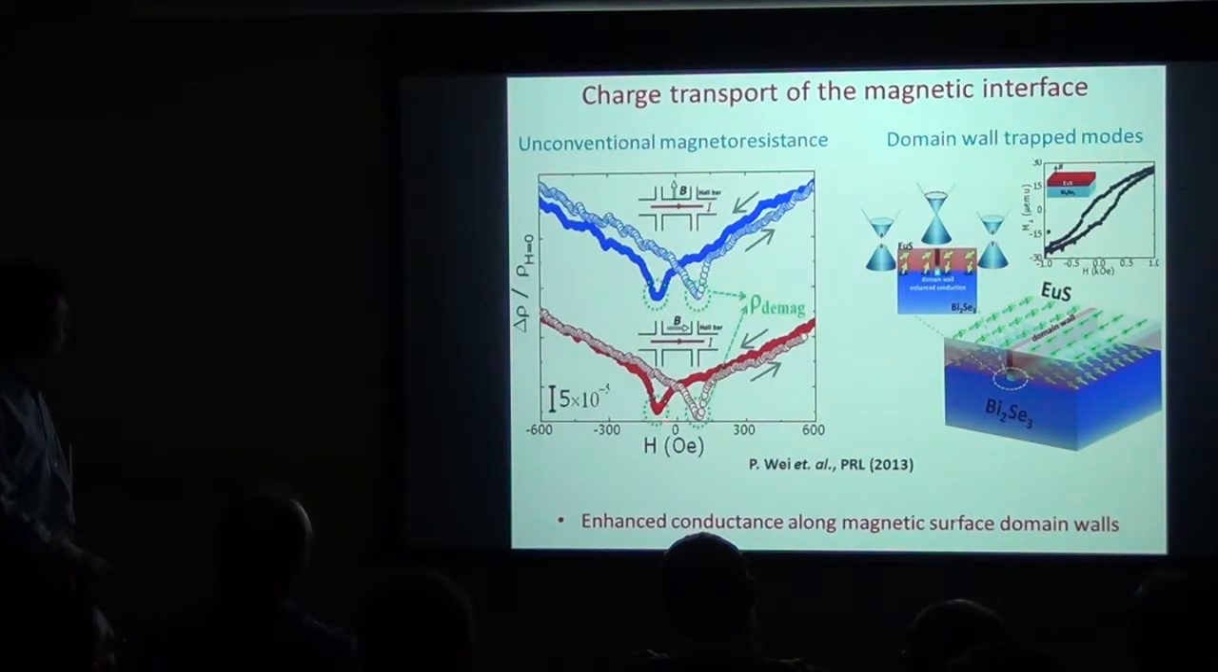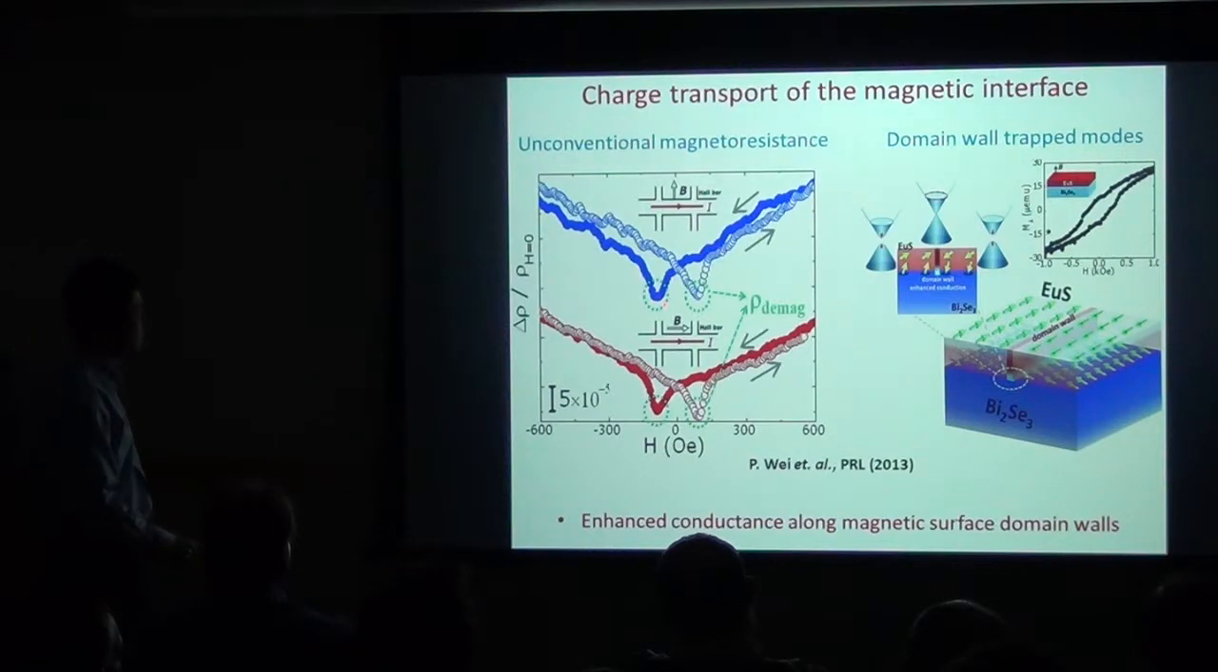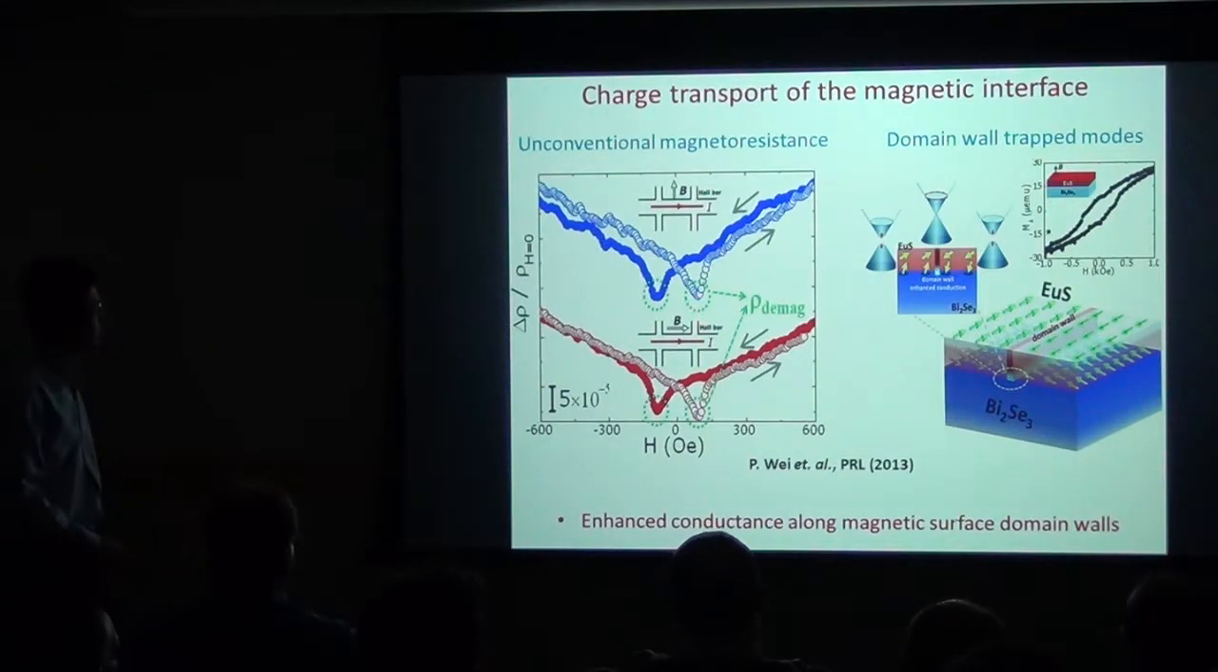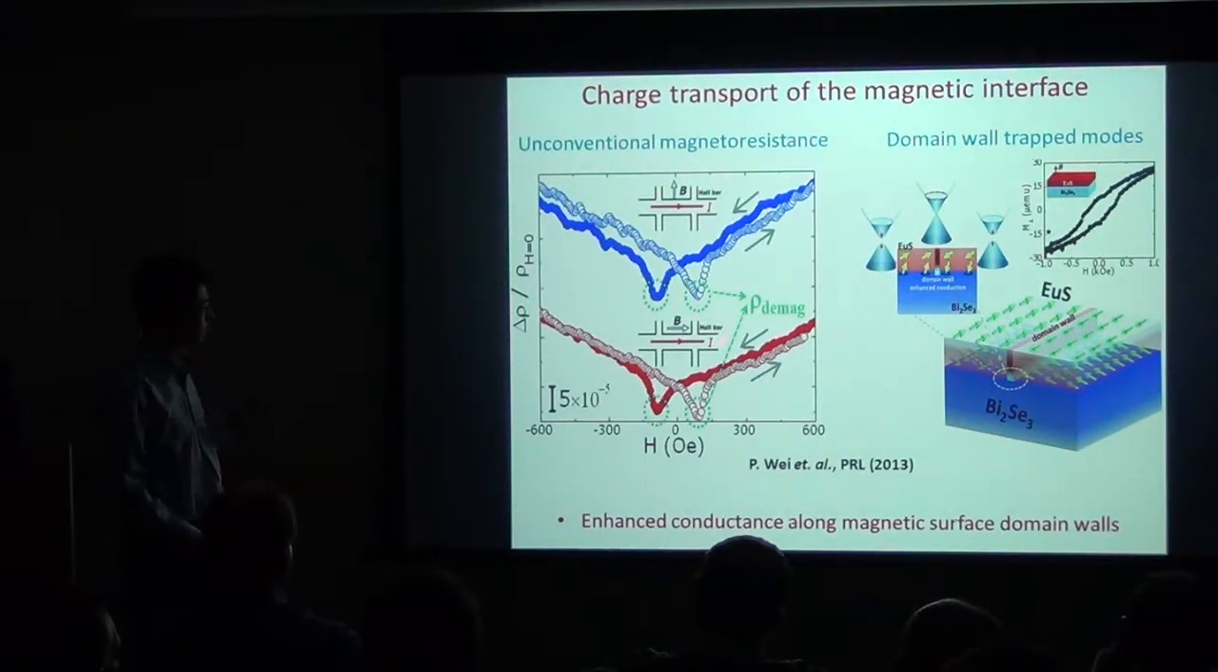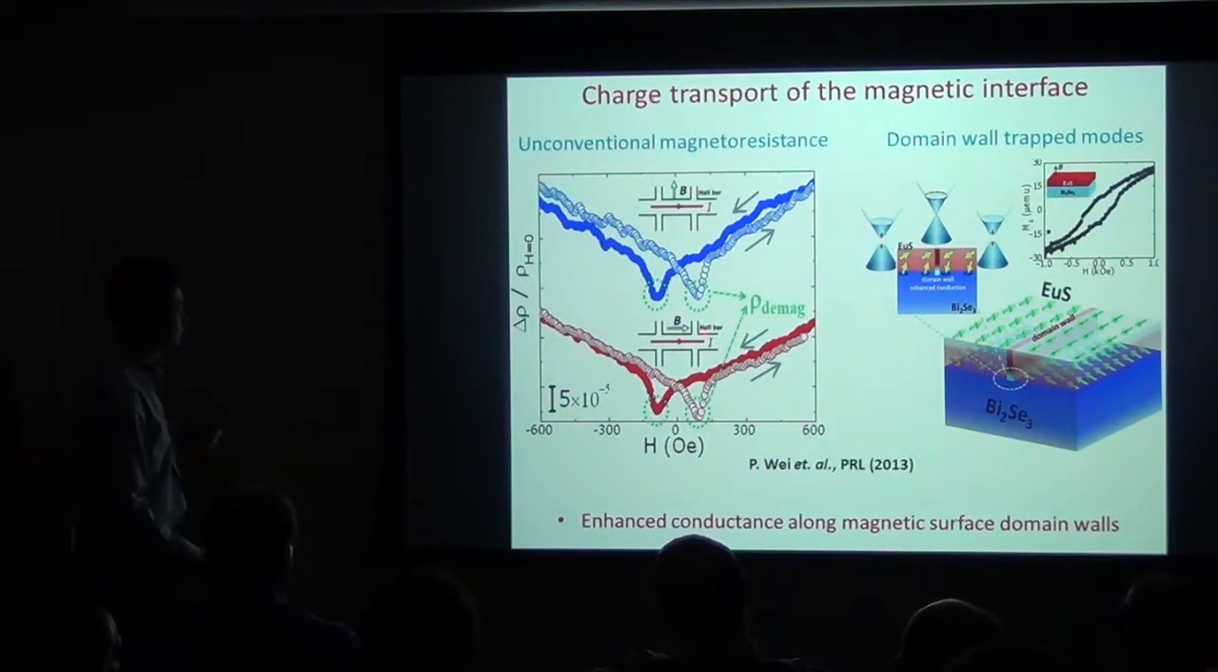That means that if you scan the magnetic field the positive way, the resistance develops a dip at a certain magnetic field. However, if you scan it back, the resistance develops a dip at the opposite magnetic field. So the position of the dip matches very well with the coercive field of europium sulfide. That means the electrical transport of bismuth selenide is tuned by the europium sulfide due to the exchange coupling.